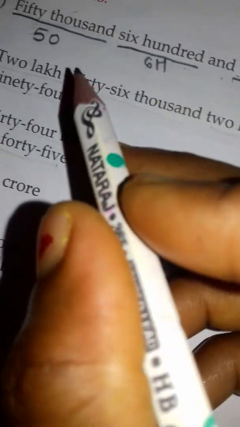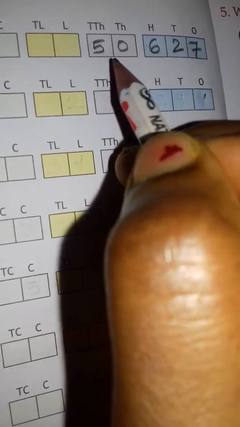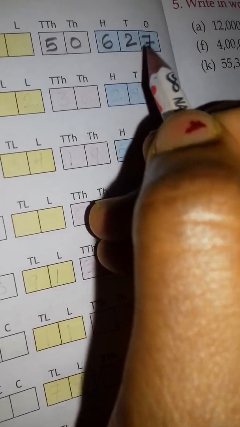50,000. 50,000 means 0 thousands and 5 ten-thousands. So 50,000 we will write in the thousand period. So this is the number in figures for this number name: 50,627.